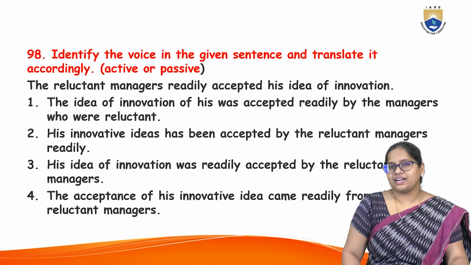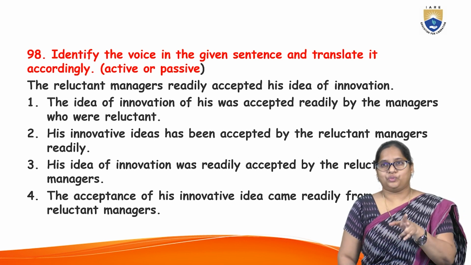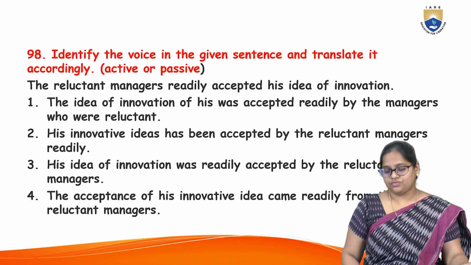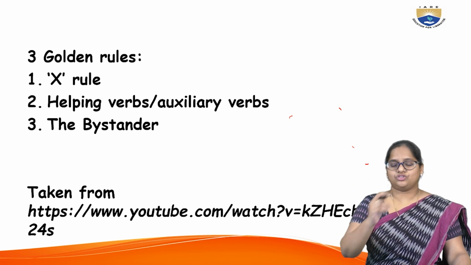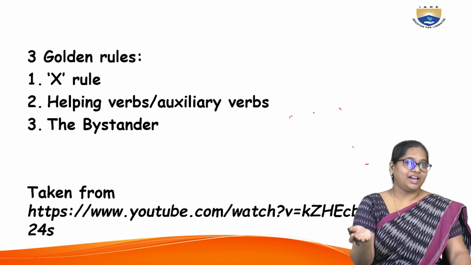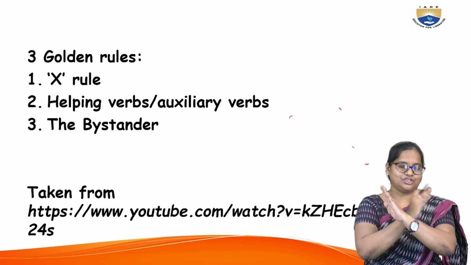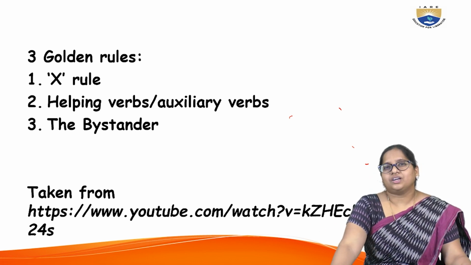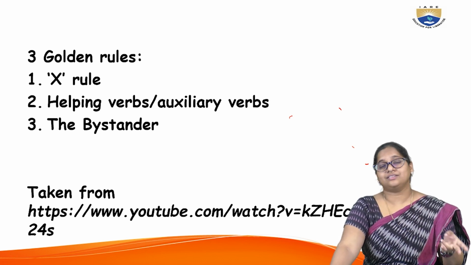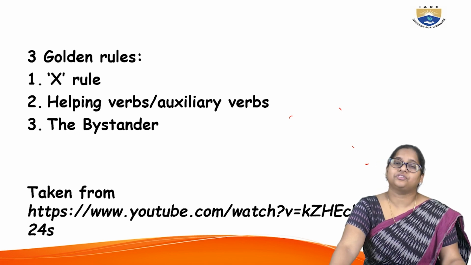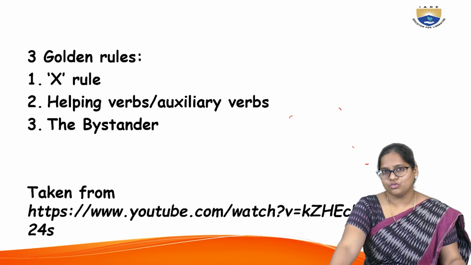See, the reluctant managers readily accepted his idea. So now, the idea of innovation, the object, takes the position of the subject, and the subject takes the position of the object. That is why you are reversing it. So the subject will not be highlighted in passive; in passive the object, the action will be highlighted. Next, Rama killed Ravana. Ravana was killed by Rama. See, Ravana takes the position of subject and Rama goes into the position of object. That is the exchange of positions. So that is number one golden rule, the X rule.